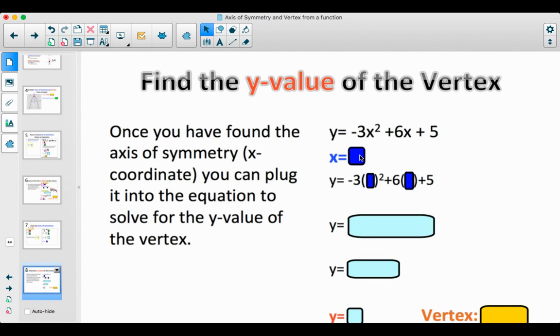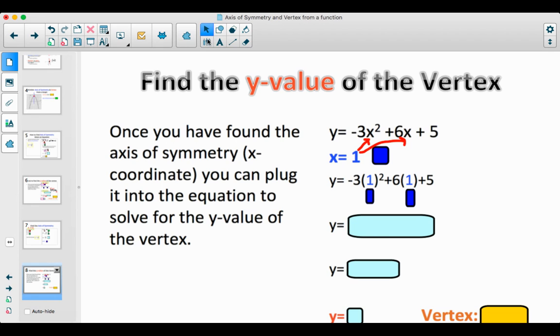So on the previous page, we found out that x equals 1. Now we're going to use that 1 and we're going to plug it in to our function wherever there's an x, right? We're evaluating this function here by plugging the number in. We're substituting the 1 in for x. So we have -3 times 1 squared plus 6 times 1 plus 5.